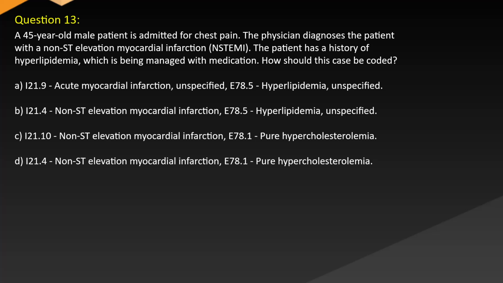A. I21.9. Acute myocardial infarction, unspecified, E78.5. Hyperlipidemia, unspecified. B. I21.4. Non-ST elevation myocardial infarction, E78.5. Hyperlipidemia, unspecified. C. I21.4. Non-ST elevation myocardial infarction, E78.00. Pure hypercholesterolemia. D. I21.4. Non-ST elevation myocardial infarction, E78.00. Pure hypercholesterolemia.